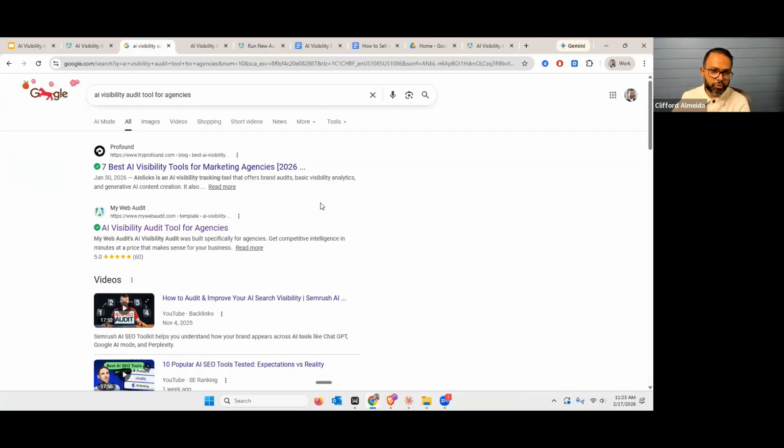AI visibility audit tool for agencies. Like here we are. And when you look at Profound, it has a valuation in the tens of millions of dollars. So this is our agency leveraging the same strategies to rank. Here you can see where we are. We have the schema markup. People will generally click here probably over that. And this is an AI visibility tool for agencies, a hyper-specific audience. This is what we're doing.